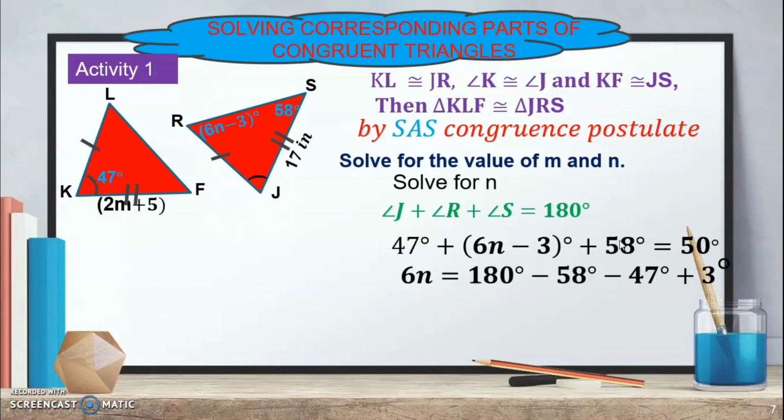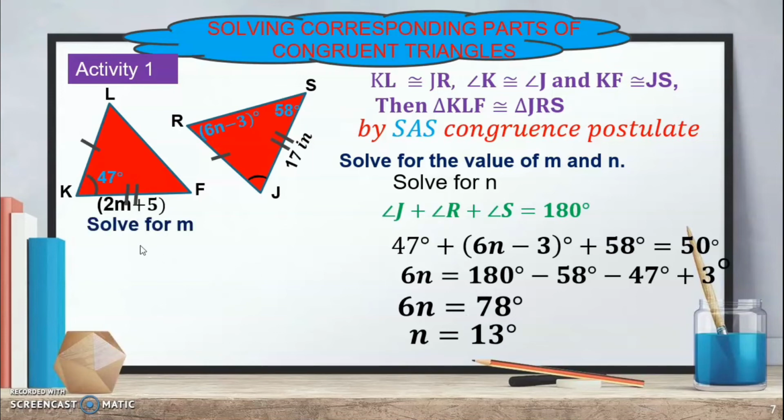Then, transpose natin sa right side ang mga numbers or numerical coefficient. Dito sa left side ay ang may variable. So, 6n lang ang may variable. So, 6n is equal to 180 minus 58 degrees minus 47 plus 3 degrees. So, 6n is equal to 78 degrees. So, n is equal to 13 by dividing 6 both sides. So, n is equal to 13.